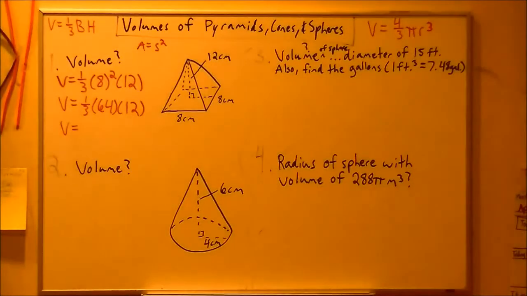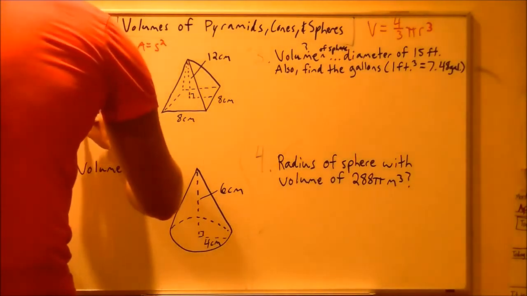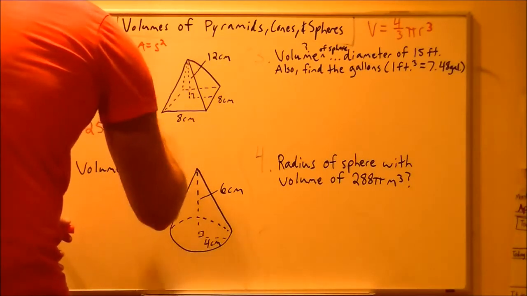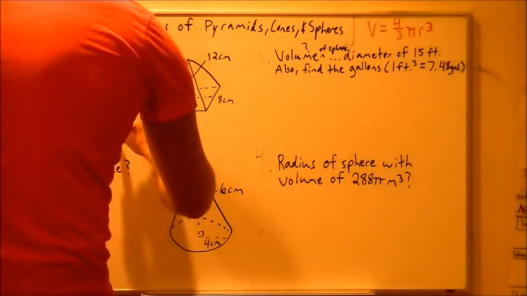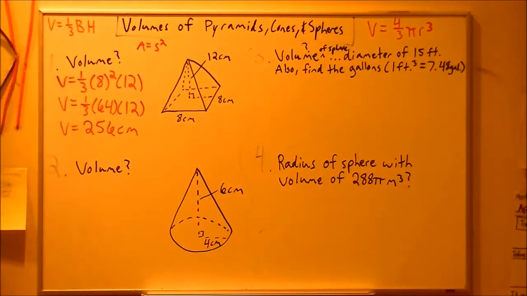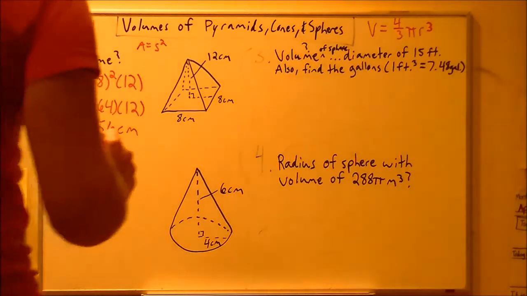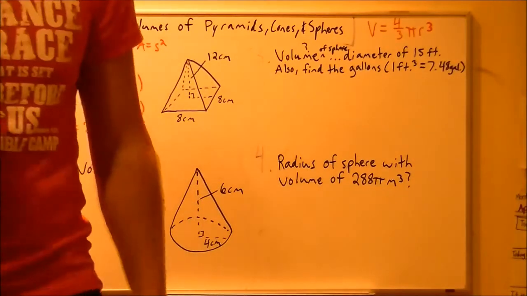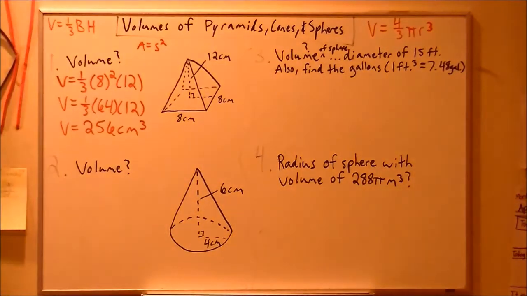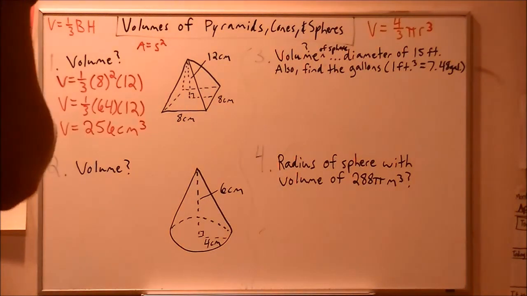And so my answer, guys, is 256. So the volume of that pyramid is 256 units, cm, centimeters, and in everything I measure volume, it's units cubed. Now if I'm doing units in area, it's always what? Squared. But if I'm doing units in volume, it's always cubed. Okay, so that's pretty easy, isn't it?